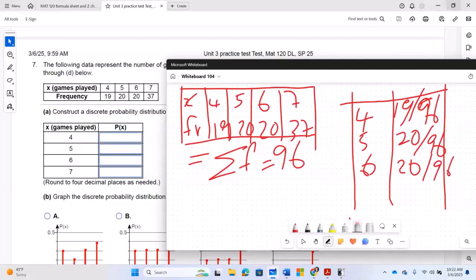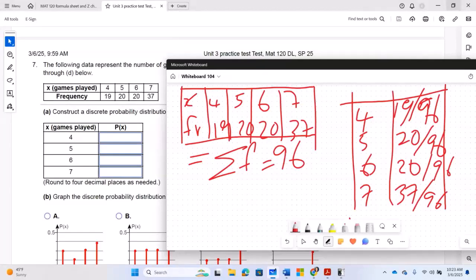This one's 5. When it is 7, it is 37 over 96. So that's the relative frequency, and that's a probability also. So we are told to convert the table from frequency distribution to relative frequency distribution or probability distribution.